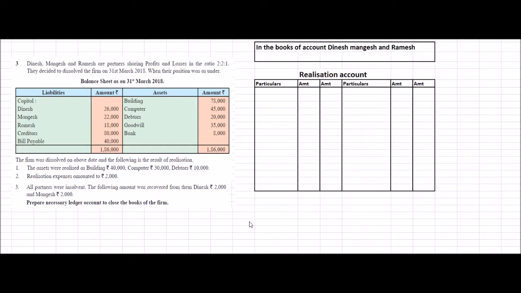The third problem is that Dinesh, Mangesh and Ramesh are partners sharing profits and losses in the ratio of 2:2:1. They decided to dissolve the firm on 31st March 2018 when their position was as under. Their balance sheet is on 31st March 2018. Their assets are building, computer, data, goodwill and bank. The liabilities are the capitals of Dinesh, Mangesh, Ramesh, creditors and bills payable.